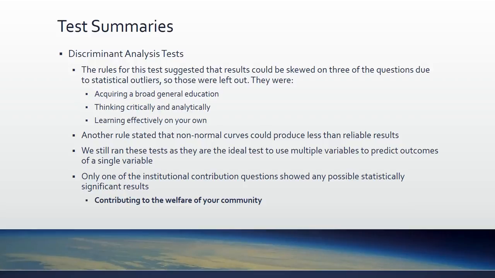There's another rule that states that non-normal curves could produce less than reliable results, and so we ran some data on that, and it did show that these are non-normal curves. We went ahead and ran the test since they are ideal, but we're just going to take everything we get from the discriminant analysis with a grain of salt.